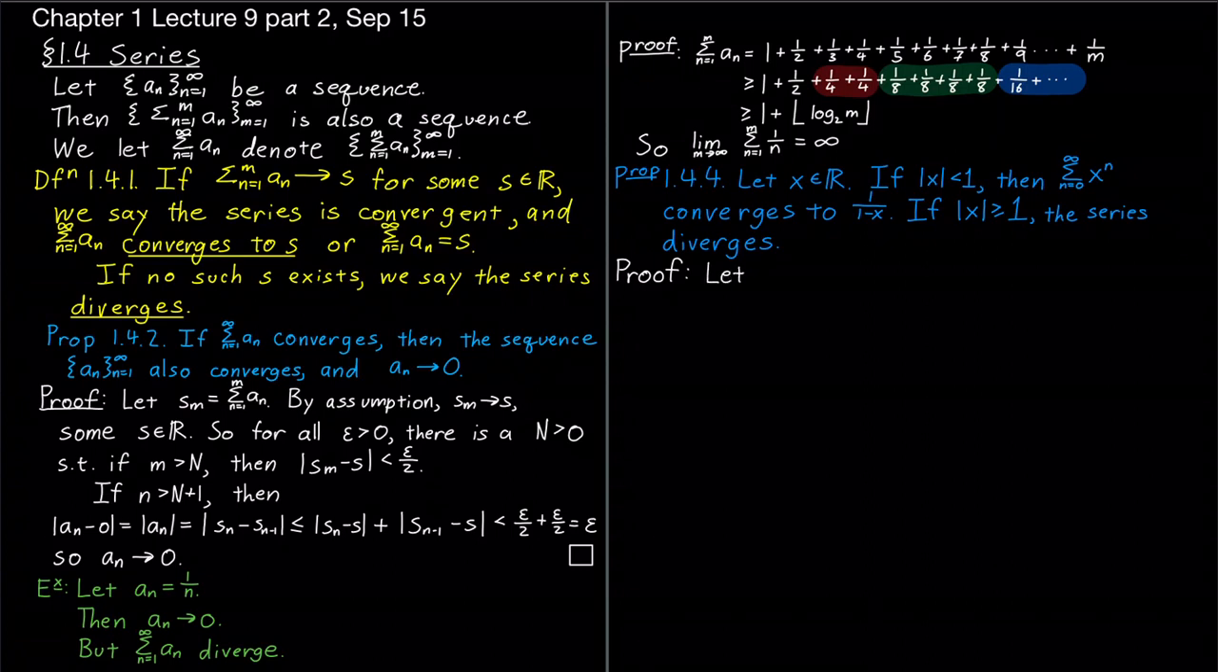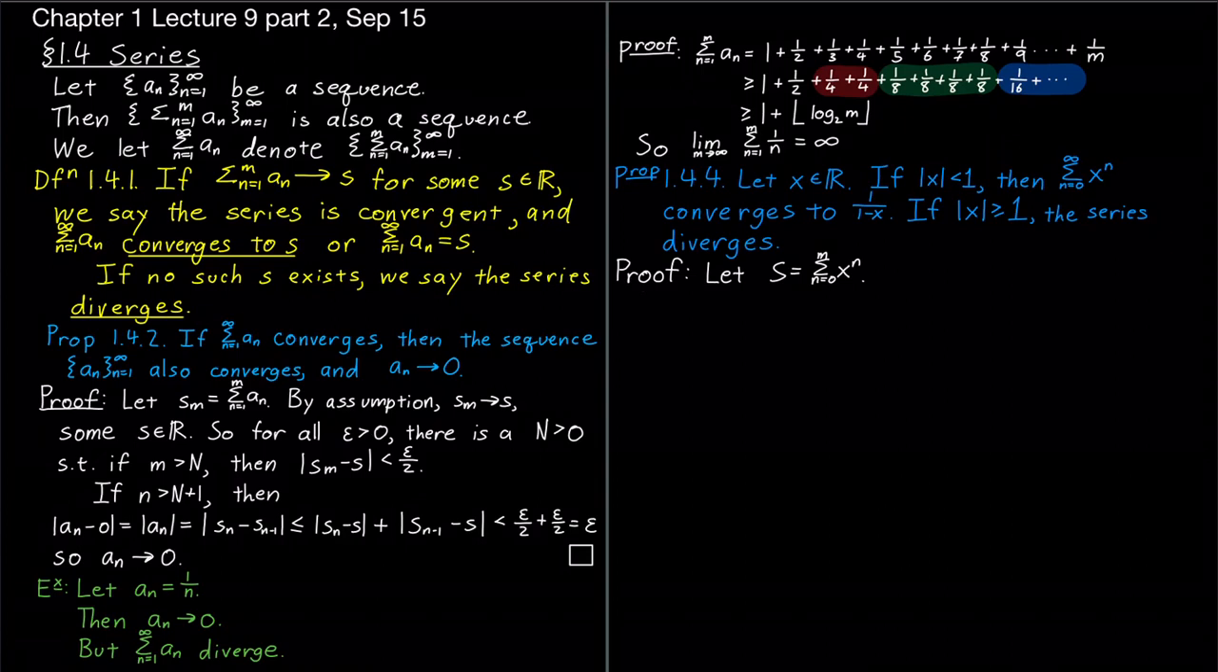Let S be the sum from n equals 0 to some finite number m of x to the n. So S is a partial sum. And let's write out what S is equal to. Let's do some scratch work. S we can write as 1, and then an x, and then an x squared, and then we keep going up to an x to the m. So now we've got m plus 1 terms in total: x to the 0, x to the 1, x squared up to x to the m.